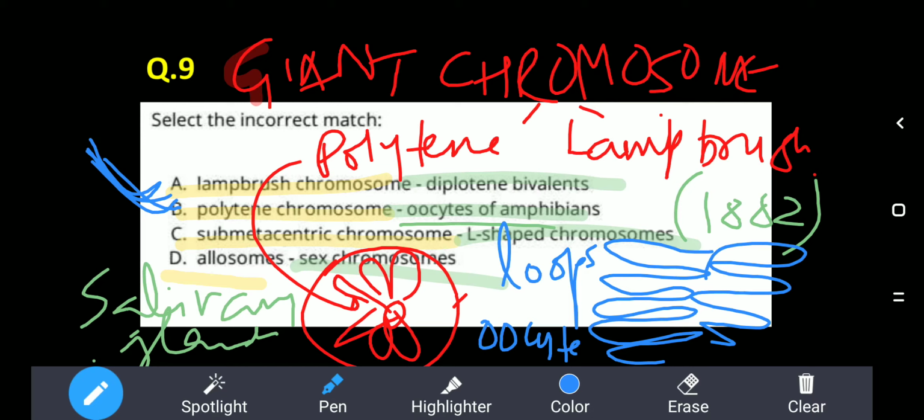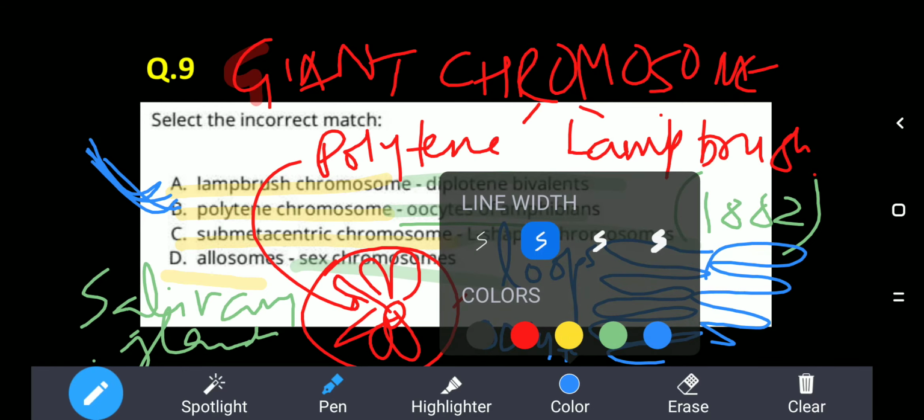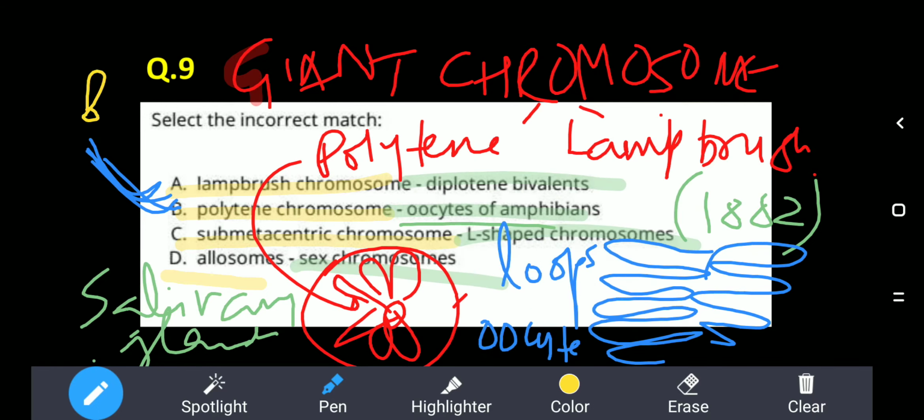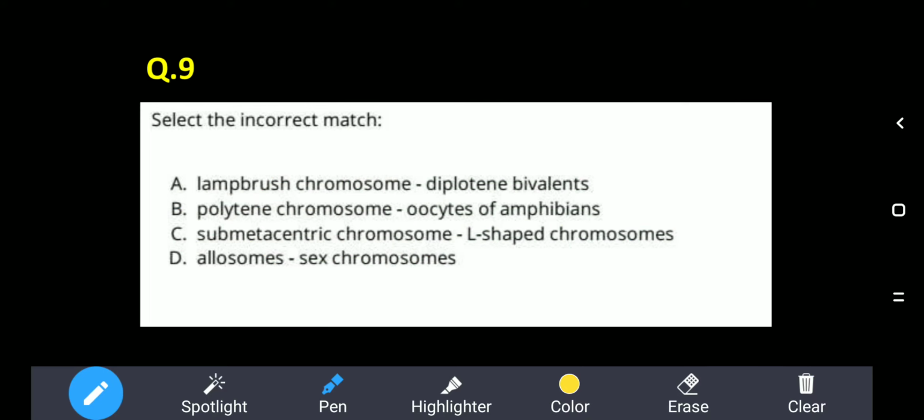Submetacentric chromosome, as we all know the structure, is L-shaped, in which the arms are not equal, one bigger and one smaller. Allosomes are called sex chromosomes, while the chromosomes other than the sex chromosomes are called autosomes. So the incorrect match here is polytene chromosomes present in the oocyte of amphibians, which is the correct answer.